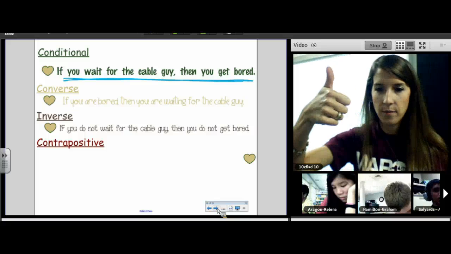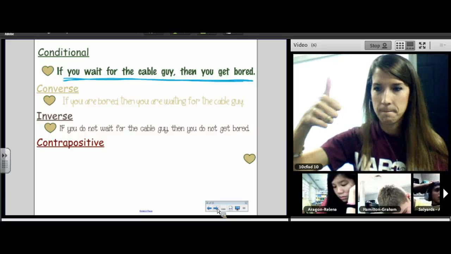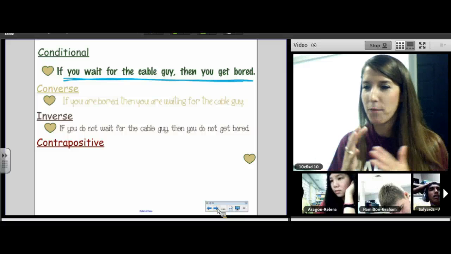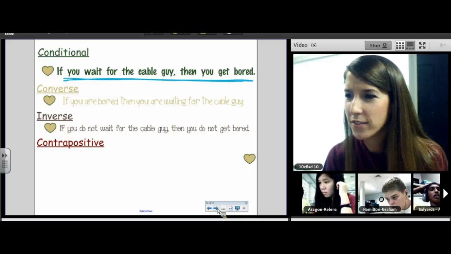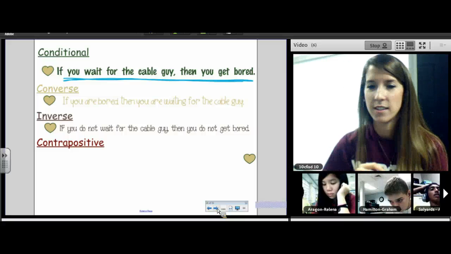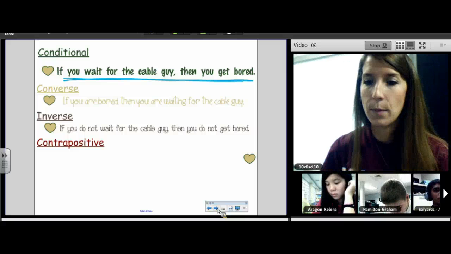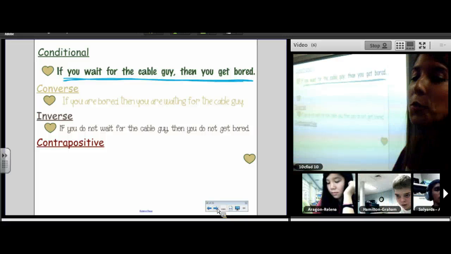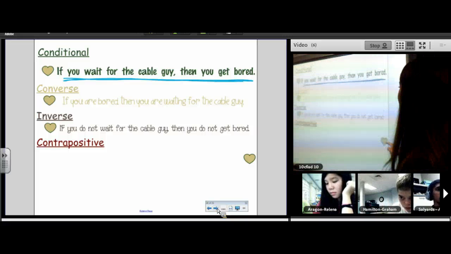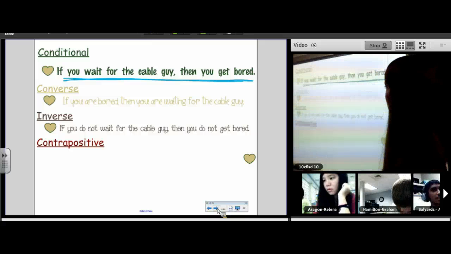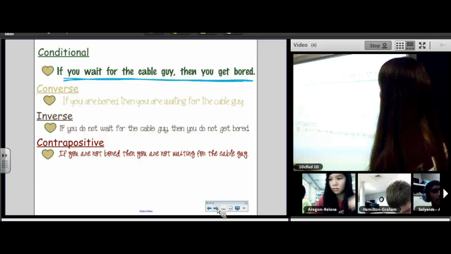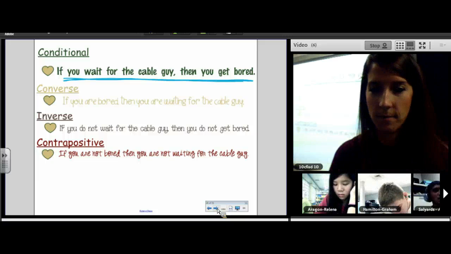Did you get it right? Thumbs up? Someone's trying to talk. Turn it off, Watkins. Turn it off. I can tell now who it is. Stop! Doing the original again. Switch places and negate the original. Oops, sorry. All right. If you wait for the cable guy, then you get bored. If you are not bored, then you are not waiting for the cable guy.